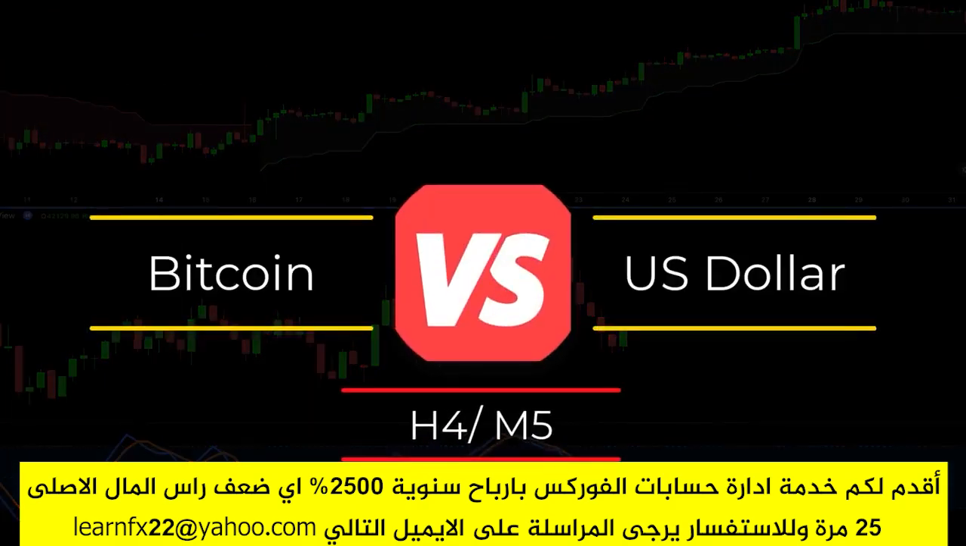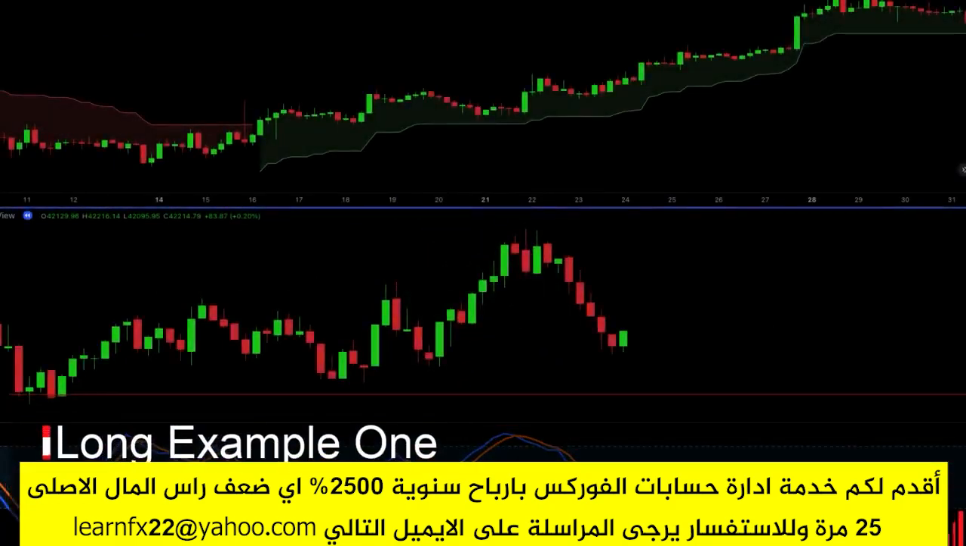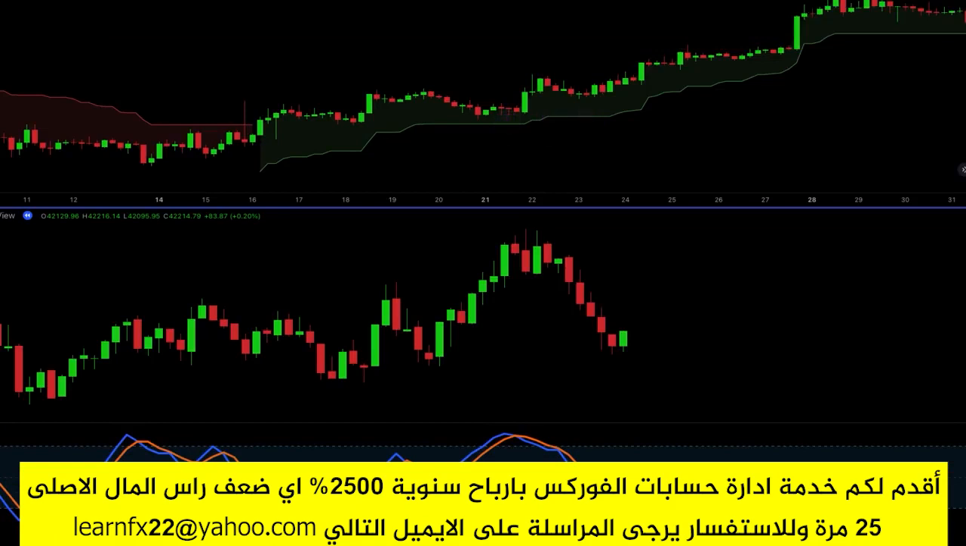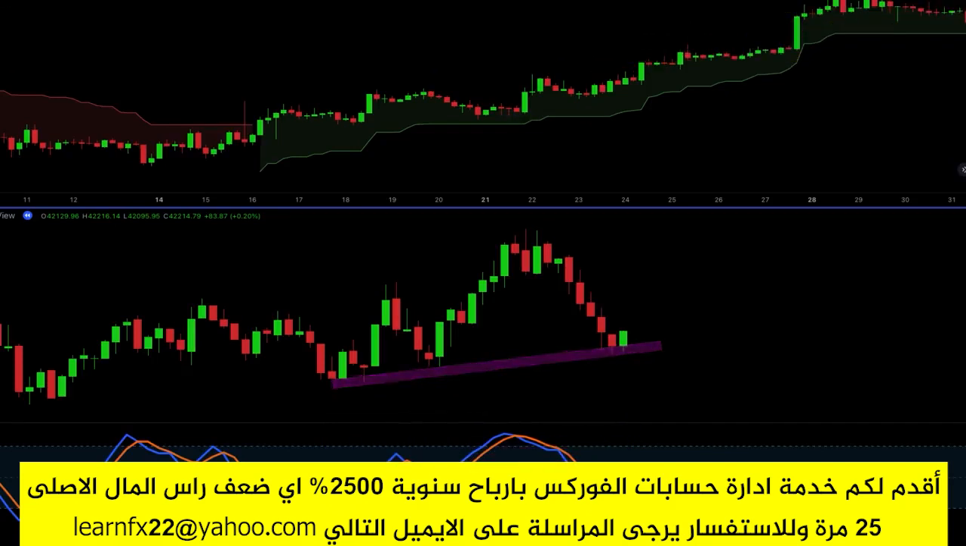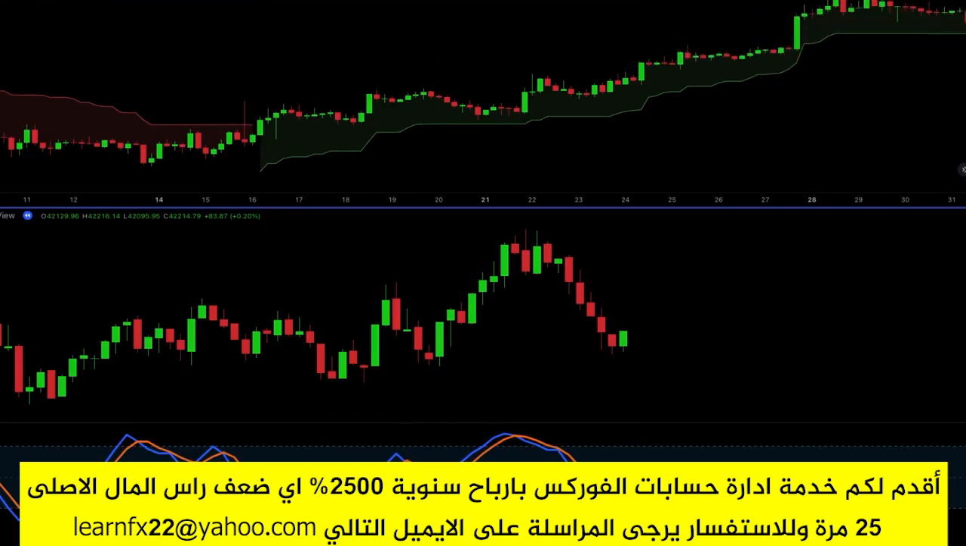This chart is Bitcoin versus the US dollar, 4-hour candles on the top chart and 15-minute candles on the bottom chart. The rules to enter a long on the Benz Bounce are: first, we can see that the super trend is in a bullish phase on the 4-hour chart. Then we can see hidden bullish divergence on the 15-minute chart, a higher low on price and a lower low on the stochastic. Third, the stochastic enters the oversold territory.